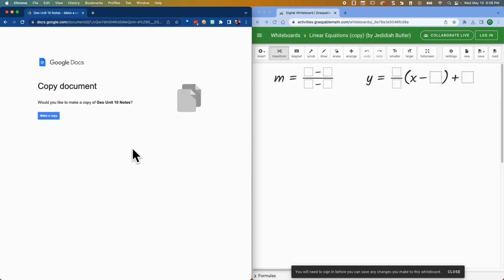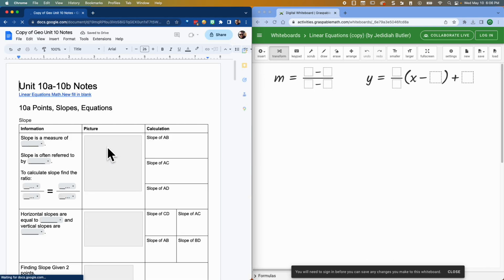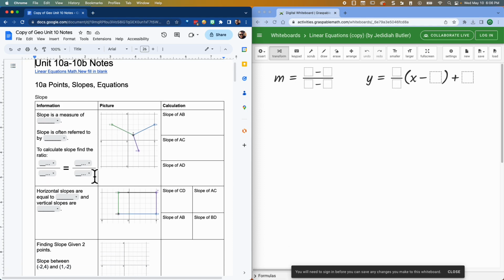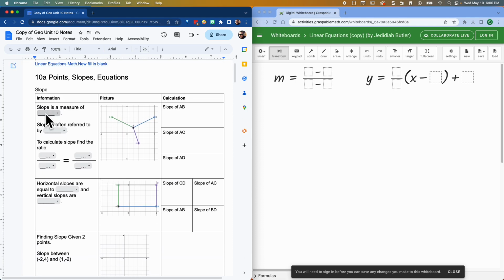Quick video on some notes from our latest unit here on coordinate geometry. The first part of our notes, as I make a copy, is going to be reviewing some ideas about slope and equations in particular. So let's take a look at some of these equations.